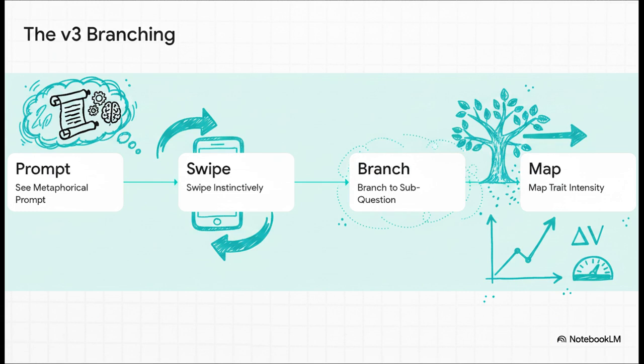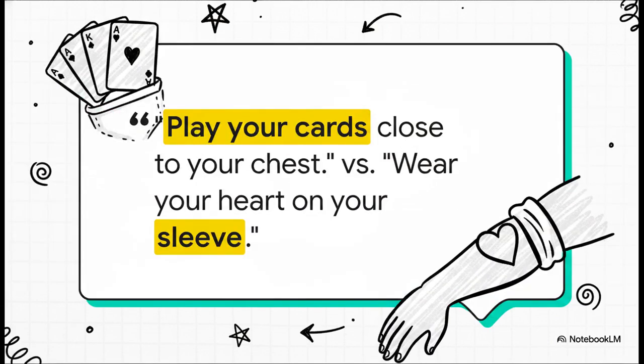First, you react to an abstract cultural proverb by just swiping instinctively. And then, based on that initial gut reaction, the system dynamically branches to a specific, literal behavioral scenario. This secondary prompt is what actually measures the exact intensity, or what the system calls the delta vector, of your trait. Let me give you an example.